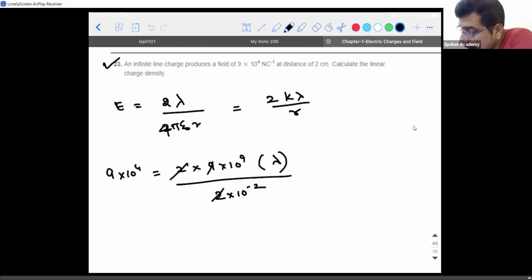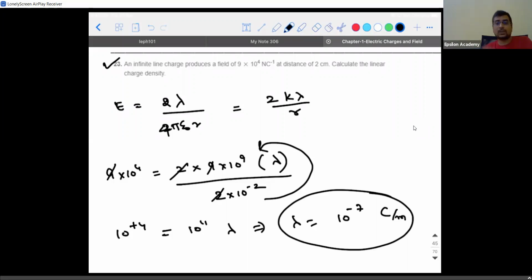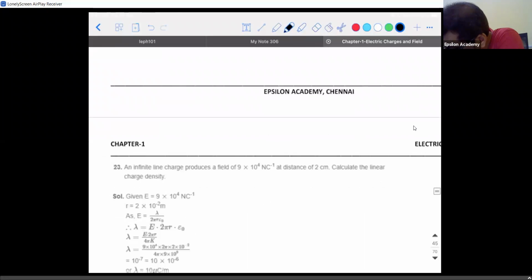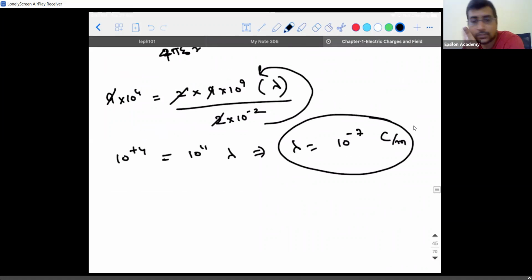2 and 2 are gone. 9 and 9 are gone. 10 power minus 2 goes up. So 10 power minus 4 is equal to 10 power 11 times lambda, which implies lambda is 10 power, sorry, plus 4. Yeah, I changed it. So 10 power minus 7 coulomb per meter. So is that right? So 10 power minus 7 coulomb per meter.